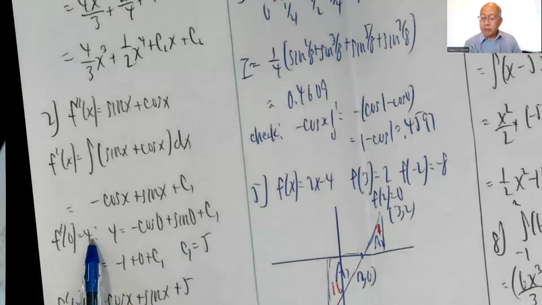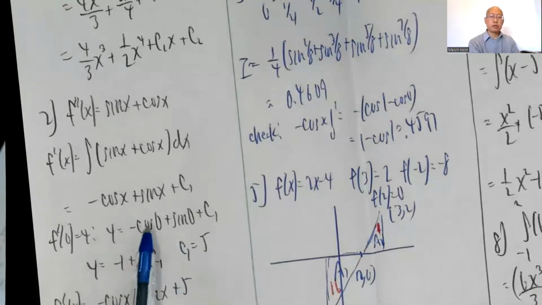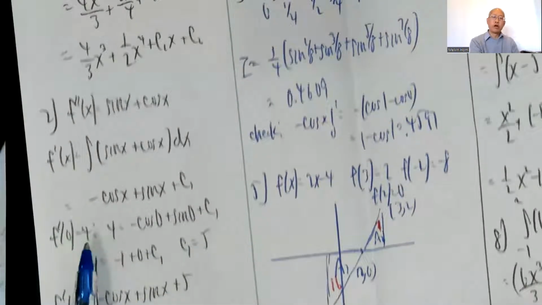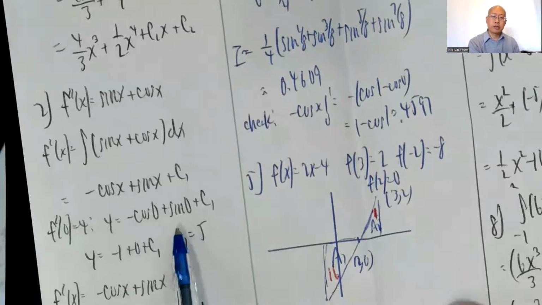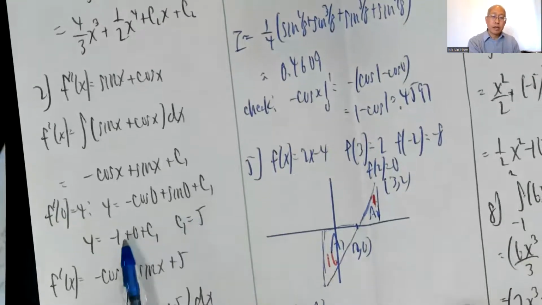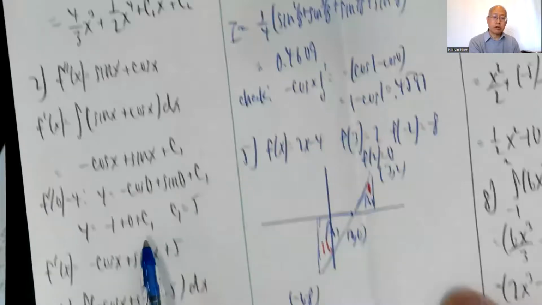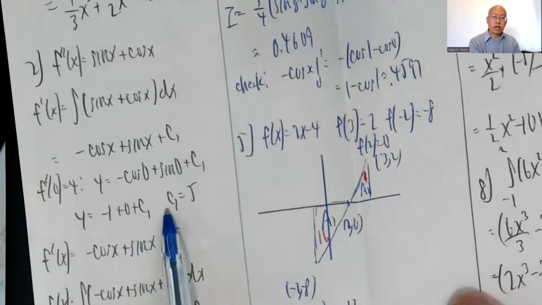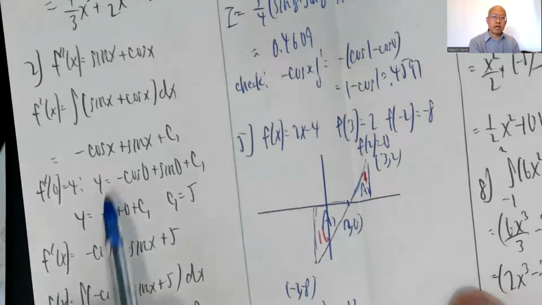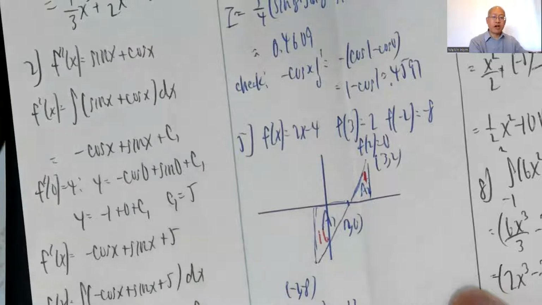Then we're given that f prime of 0 is 4, which means if I plug in 0 here and here, I get 4. So 4 is negative cosine 0 plus sine 0 plus c1. Negative cosine of 0 is negative 1. Sine of 0 is 0 plus c1. Add 1 to both sides. C1 is 5. So f prime of x is negative cosine x plus sine x plus 5.